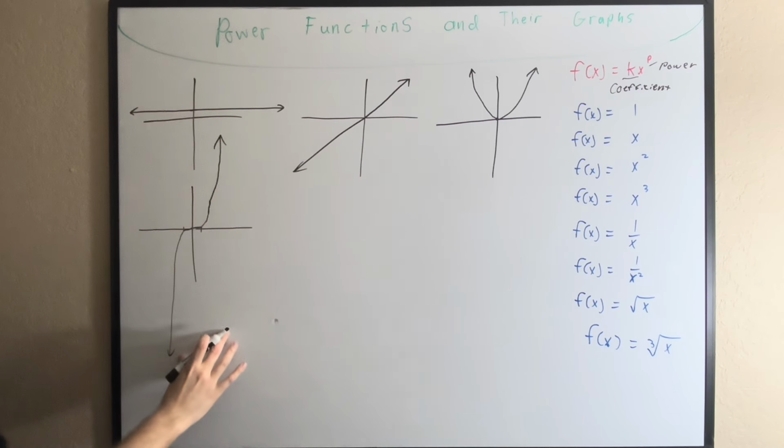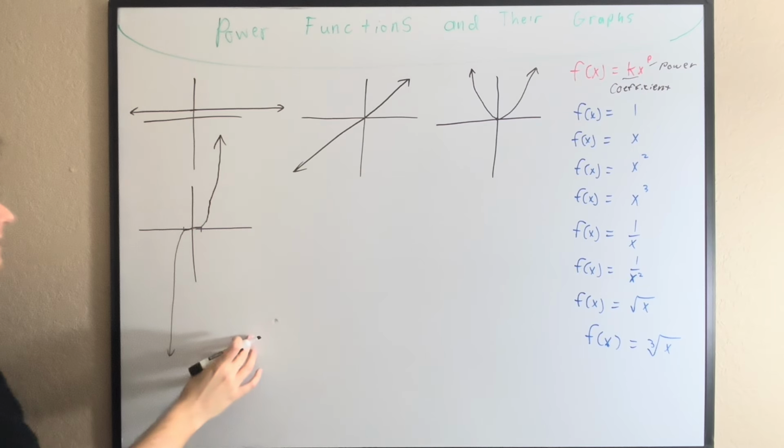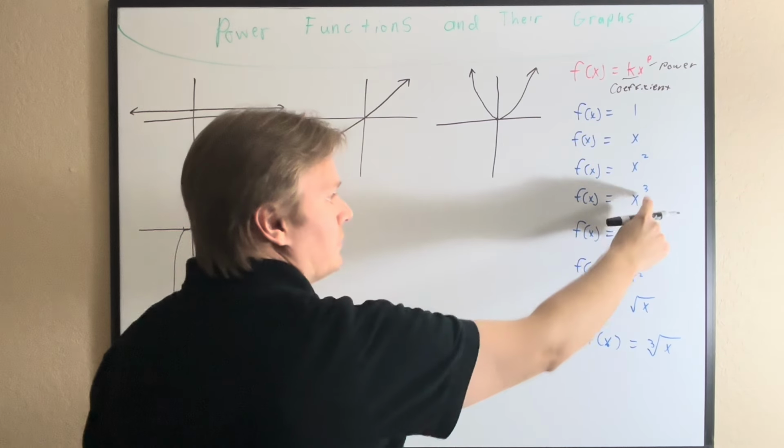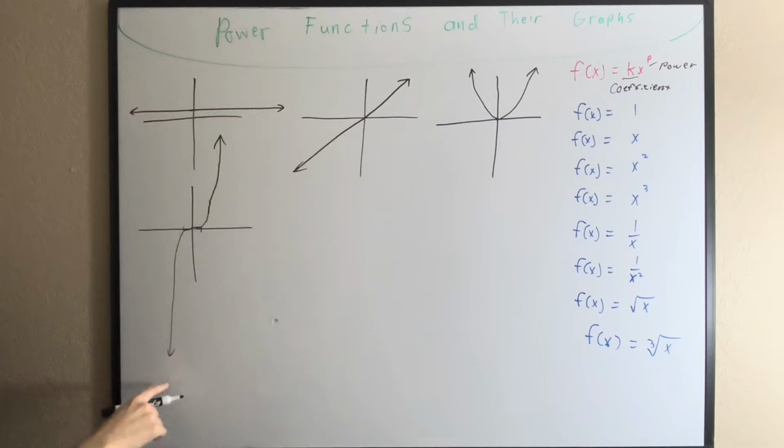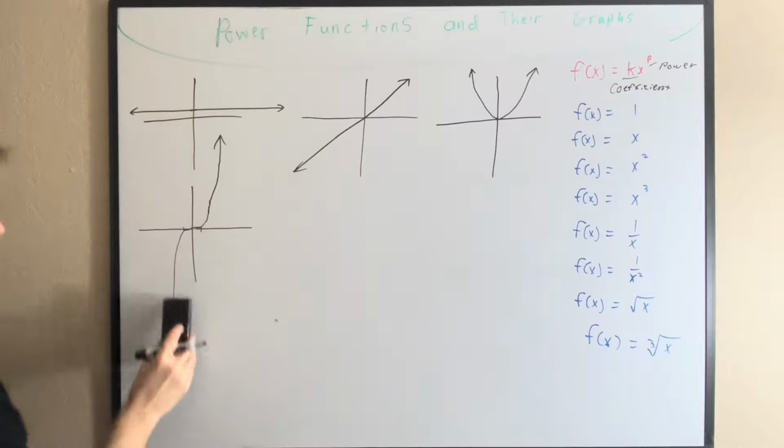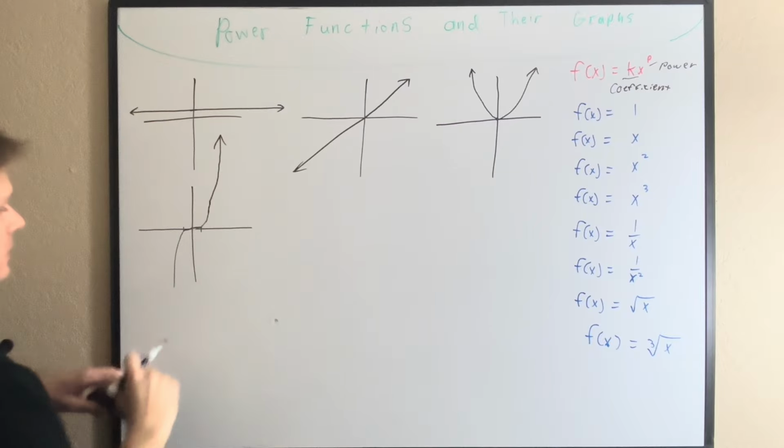Now, why is that? Because when you multiply a negative by itself 3 times, the answer will come out negative.